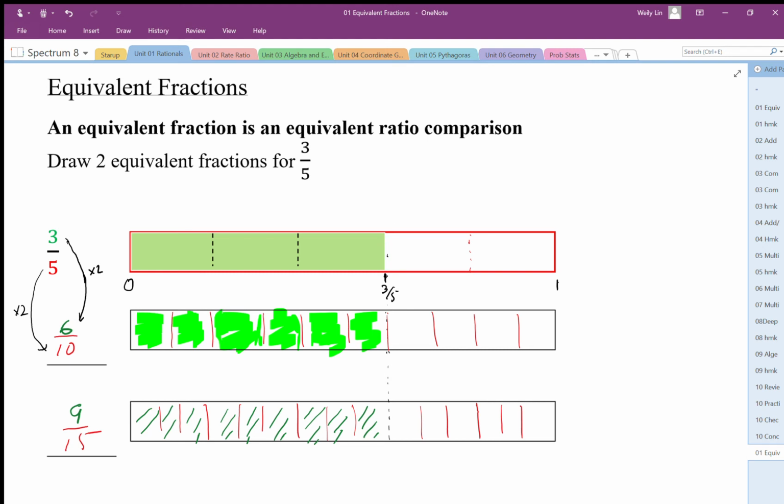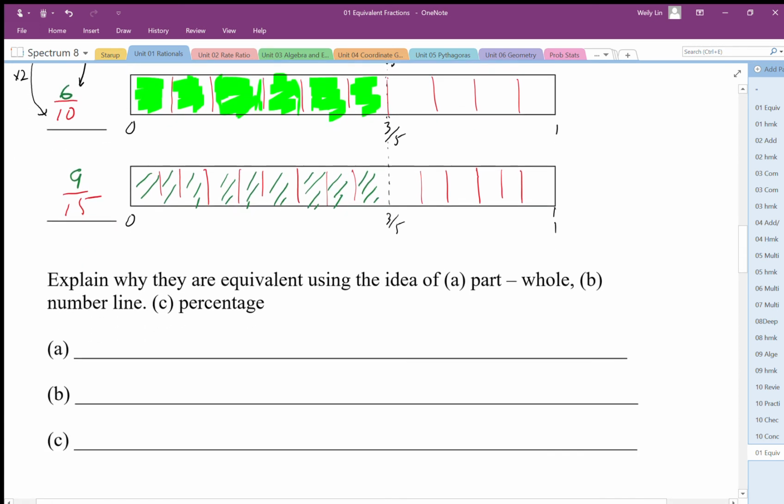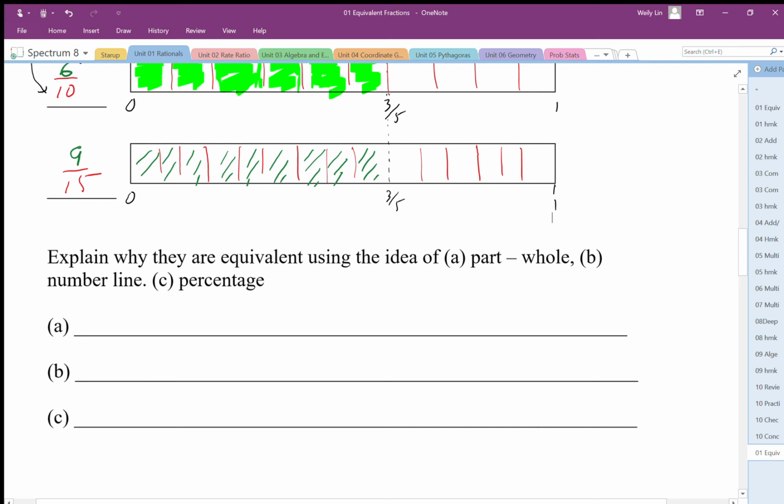We can see that numerically on the number line, they are exactly the same. So here's our number line. They are numerically the same, they're proportionally the same. They're the same number, and they're the same proportion, although they use different terms: 3 to 5, 6 to 10, 9 to 15. These are what we call equivalent fractions because they are proportionally the same. So why are the equivalent fractions using this idea of part whole? These are the same as part whole because we have the same proportion of parts to whole.